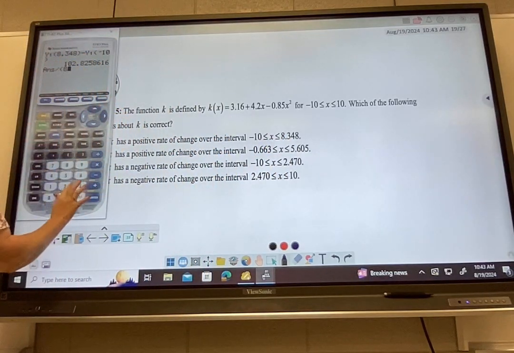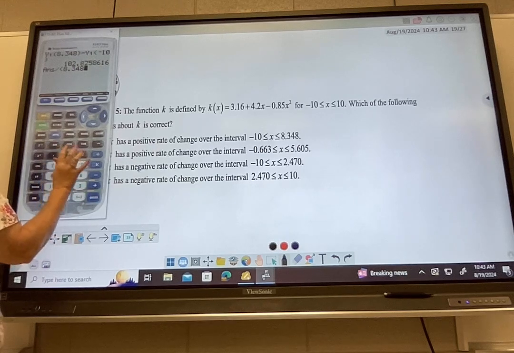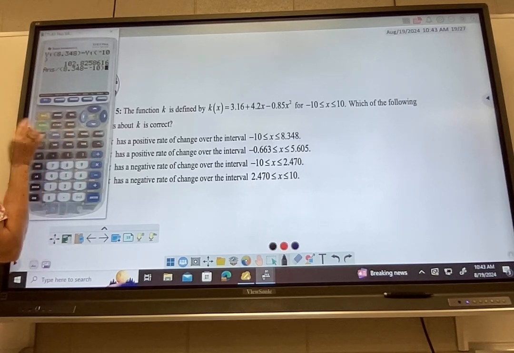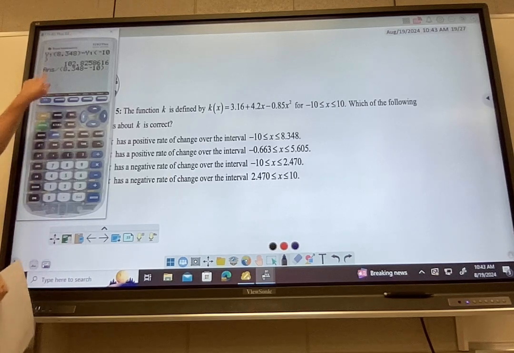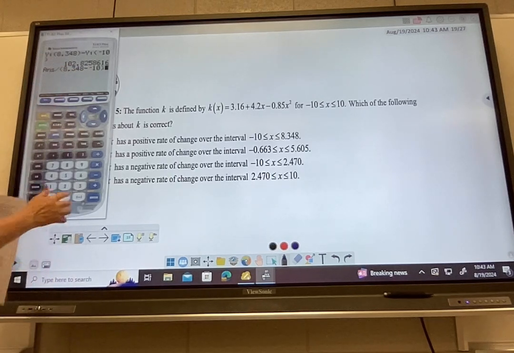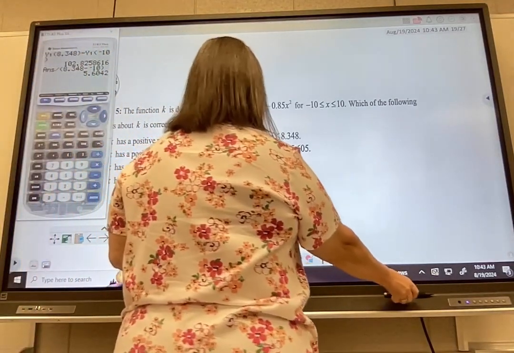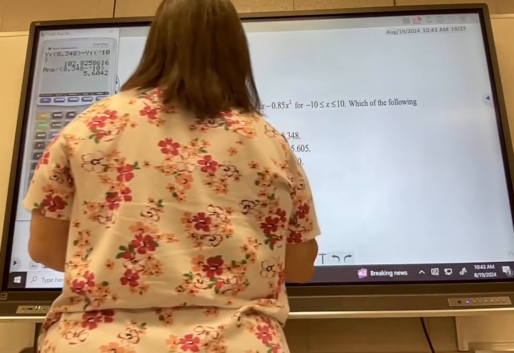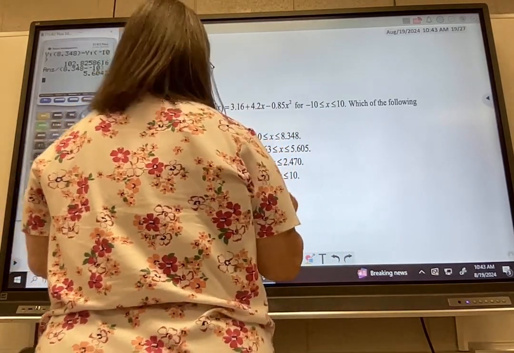So 8.348 minus -10. Close it off. That lets the calculator know that you are dividing by that entire thing and not just by the 8.348. And that just gave me the average rate of change over that interval. So the average rate of change over that interval is 5.6042.